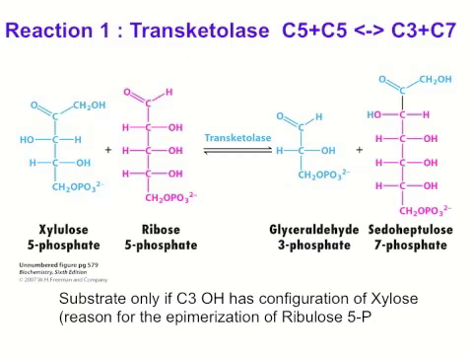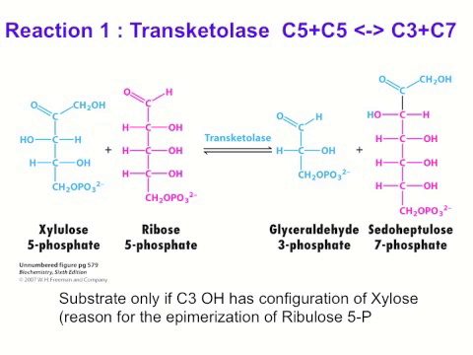This is reaction number 1. We're going to take a transketolase and we're going to transfer 2 carbons from xylulose 5-phosphate to ribose 5-phosphate. And we're going to be left with an aldehyde, glyceraldehyde 3-phosphate, and a ketose, sedoheptulose 7-phosphate. So what we've done is we've changed xylulose, which is a ketose, to an aldose, glyceraldehyde 3-phosphate. And we've changed an aldehyde, ribose 5-phosphate, to a ketose, sedoheptulose 7-phosphate.